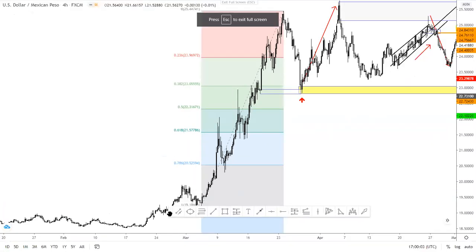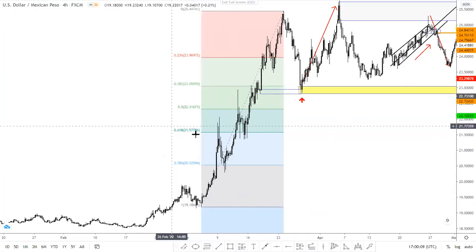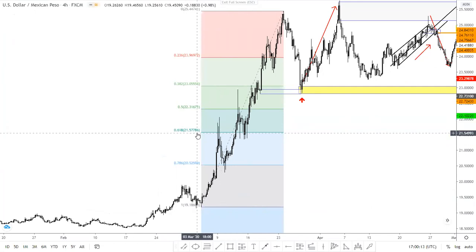I hope you guys can see it clearly. This is 50%, this level. This is 38.2, and then this is 61.8. Is that clear? Yeah. Okay.